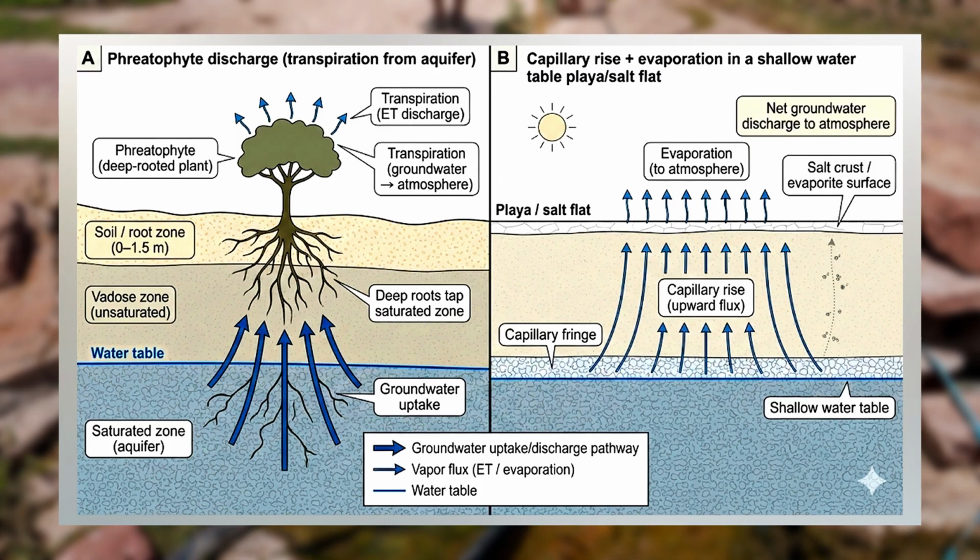In arid regions characterized by a shallow water table, capillary action facilitates the upward movement of water through the soil to the surface, where it is subsequently evaporated by the intense heat of the sun. So, this phenomenon is particularly prevalent in desert basins known as playas or salt flats.